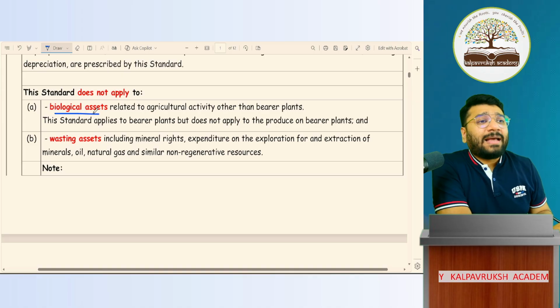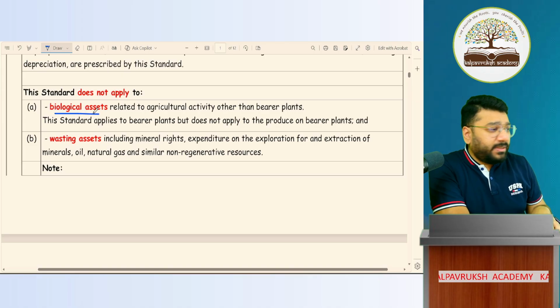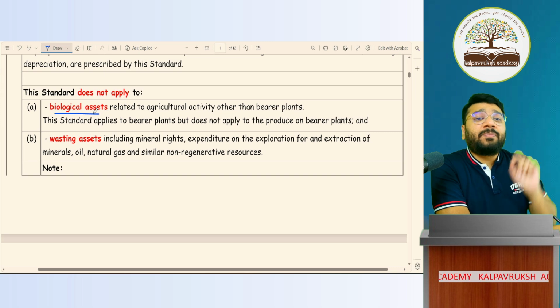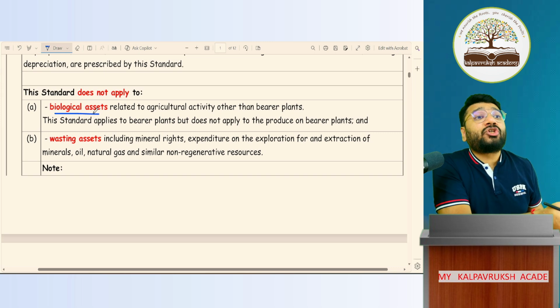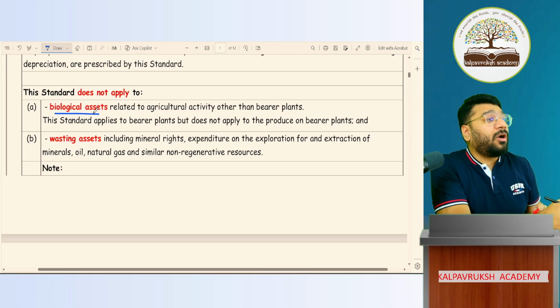You cannot account them as per AS10. And to be very precise, there is no other AS governing them also. So in that case, how do you do accounting in real life? As per the framework, you have to make some decision making on your own and do the accounting.